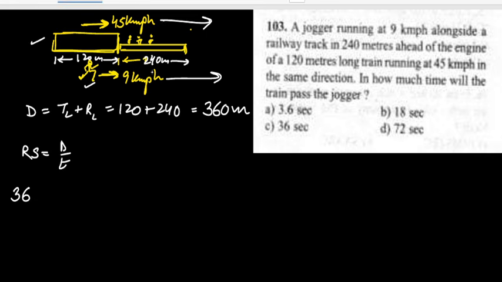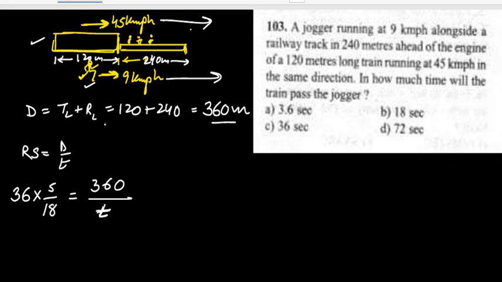So let's convert this into meter per second. How to convert into meter per second? Just multiply by 5 by 18. Now this entire term has become meter per second. And this should be equivalent to distance. How much distance are we covering? 360 meter, my friend, divided by the time taken to cross. So this is what we have to find.